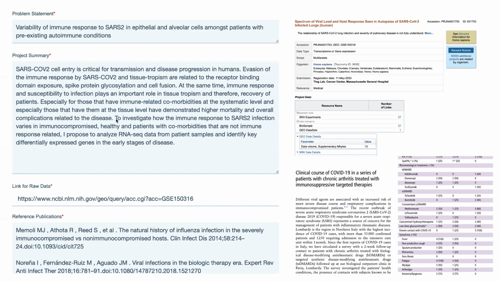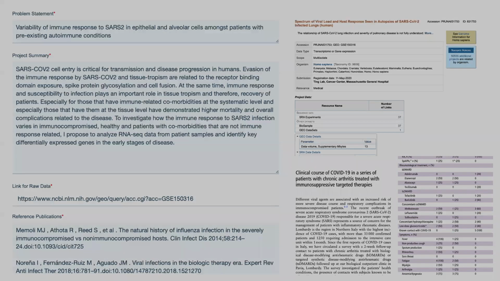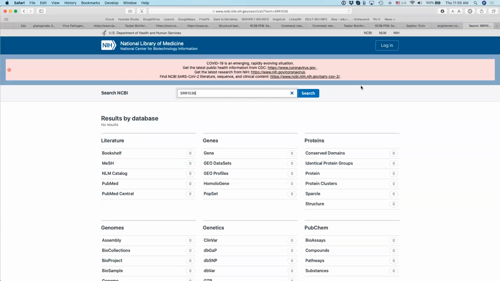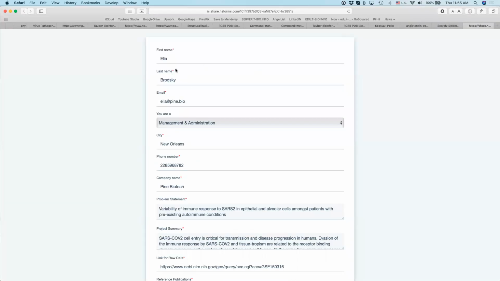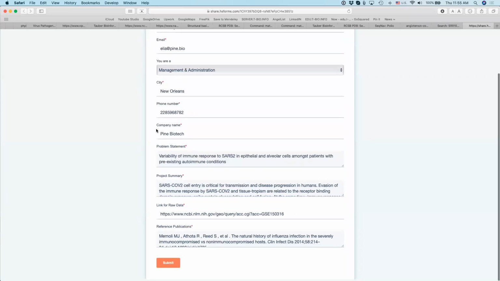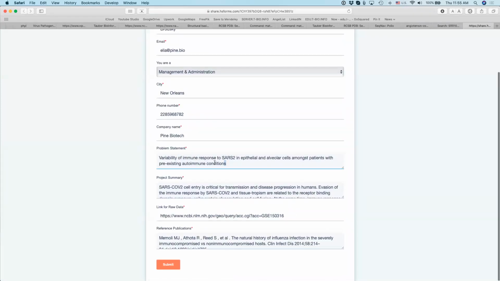Okay, if you have any questions about filling out that form, and again, I'll just paste the form here for everybody to take a look at. If you go to this link, you will see a form. You should have your name and email address pre-filled out. But then you want to fill out the problem statement, the project summary, the link to the raw data, which might be a BioProject, and then some reference publications.